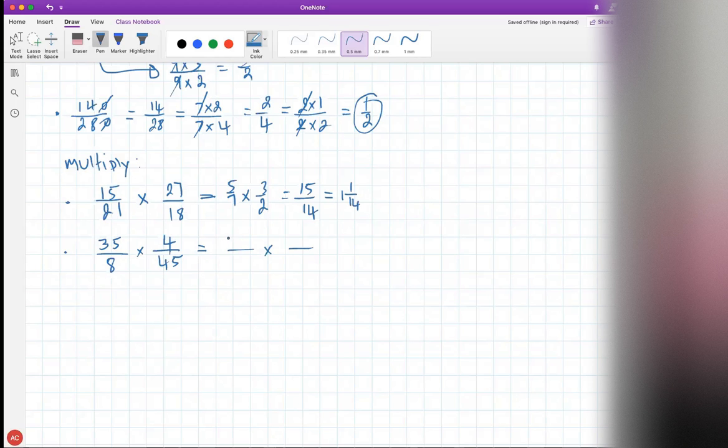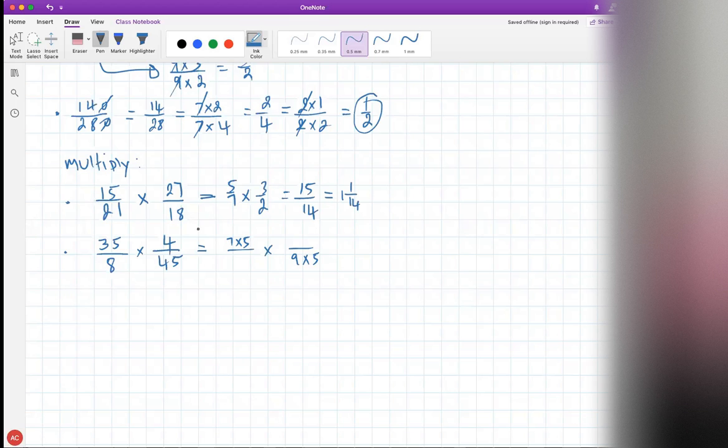So for these two, we have 7 times 5. And 45 is, in terms of one of these, 9 times 5. See that 5 now can cancel out. We're going to reduce it later.